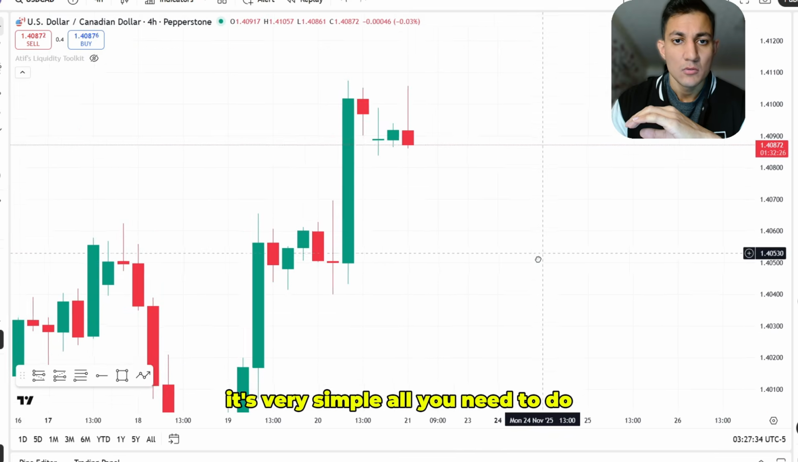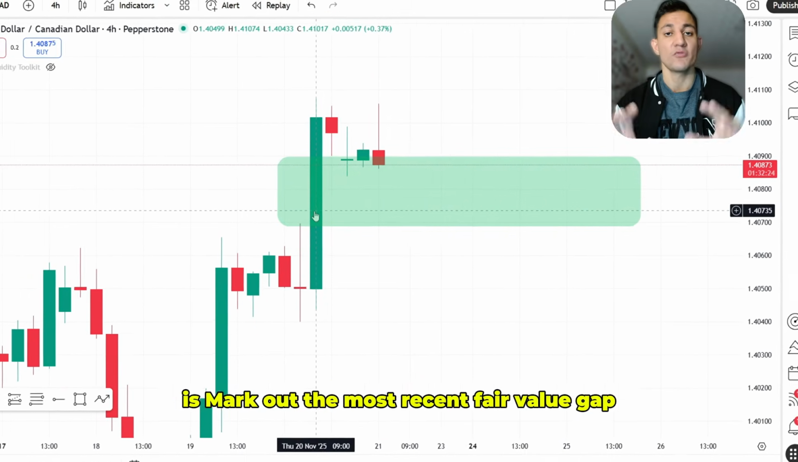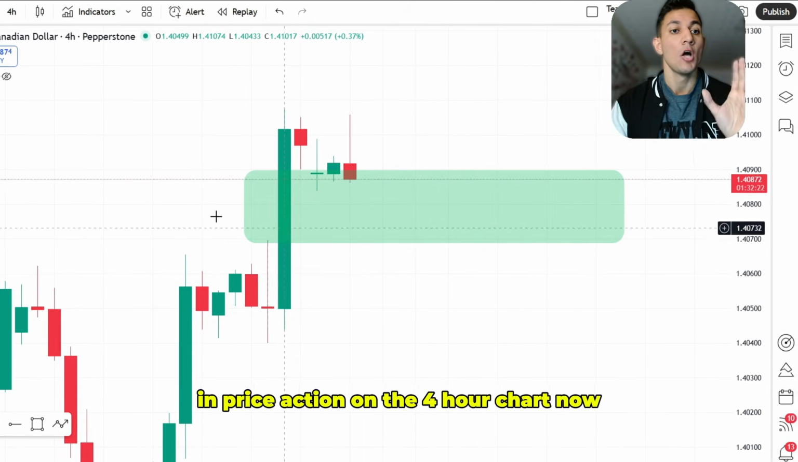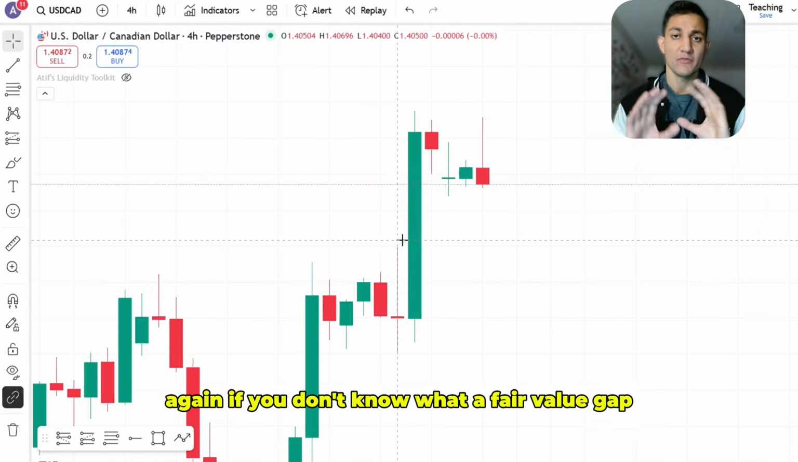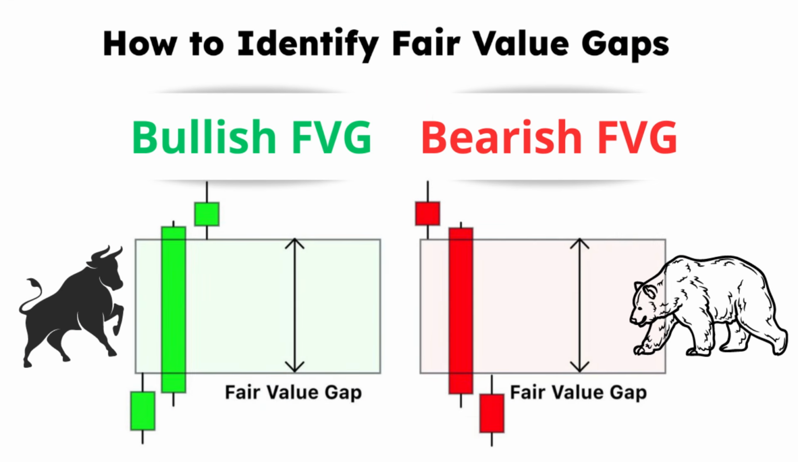So you're going to get the 4-hour chart up, and for this strategy in particular, it's very simple. All you need to do is mark out the most recent fair value gap in price action on the 4-hour chart. Now again, if you don't know what a fair value gap is, go look at this nice picture that I put on screen now. It's a very simple pattern in price action.